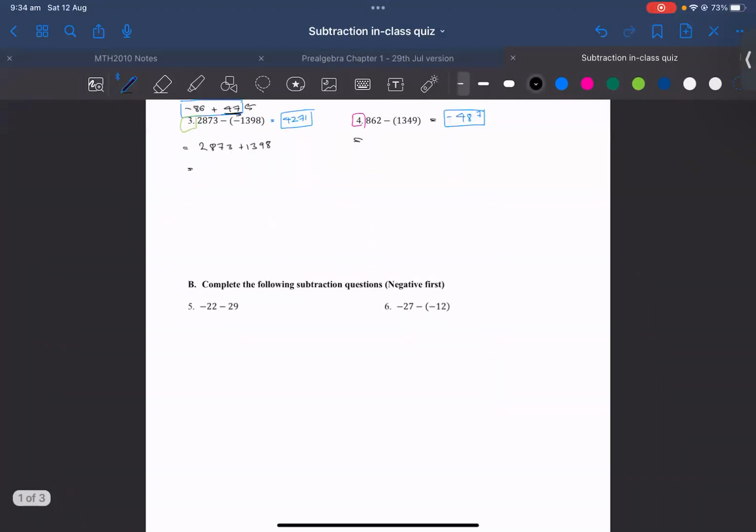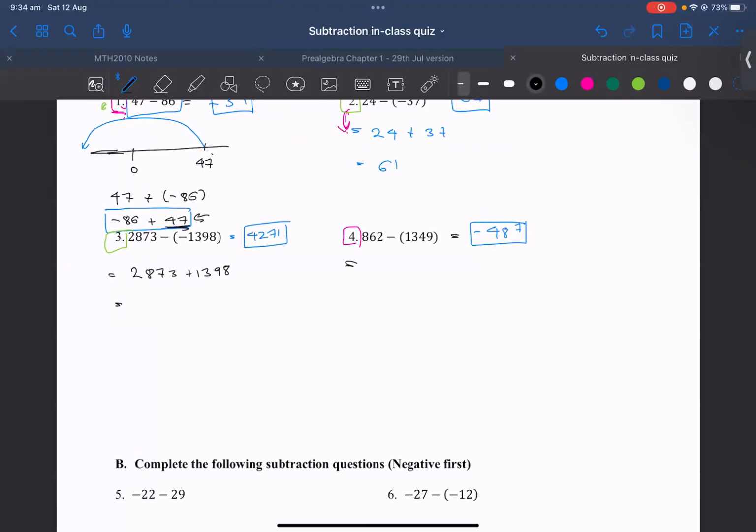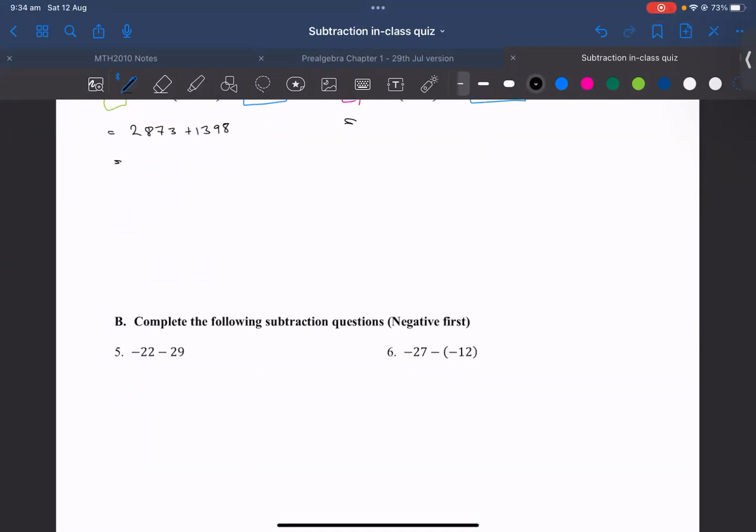All right. Okay, now we go to the negative subtractions. So first of all, negative 22 minus 29. What does that become? Did you say negative 51? I think that's what I heard. And it's correct. Negative 51. Everyone good with that? Right?